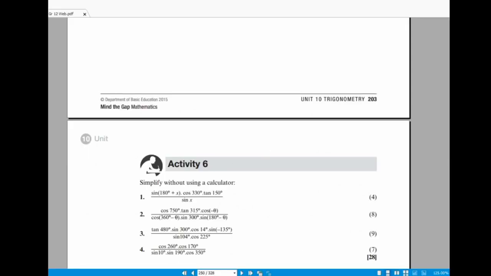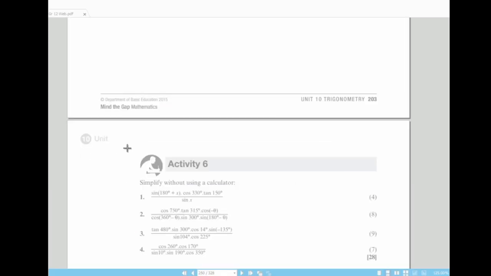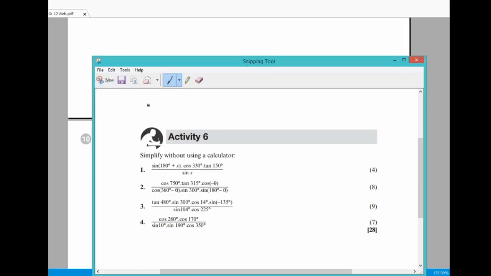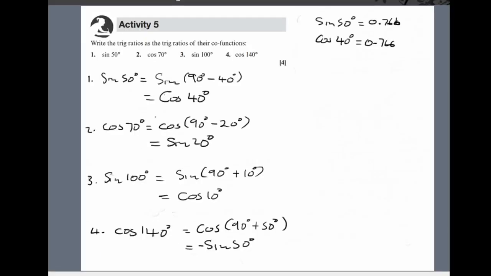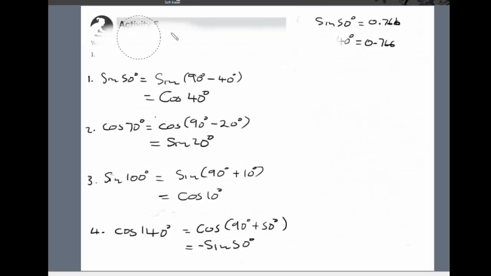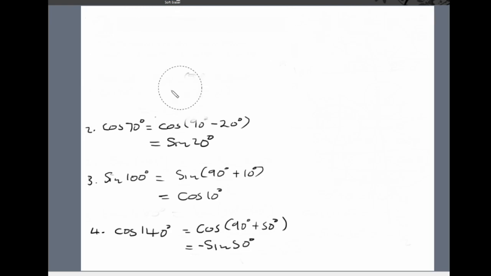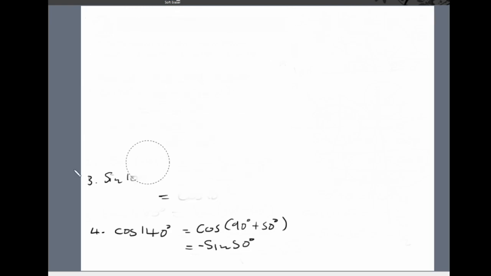We move on to another exercise. Let me copy the first one. Simplify without using a calculator. This means you will apply the reduction formulae plus special angles. So, simplify without using a calculator. This question carries many marks, so make sure you understand.